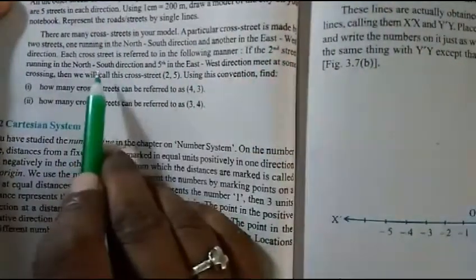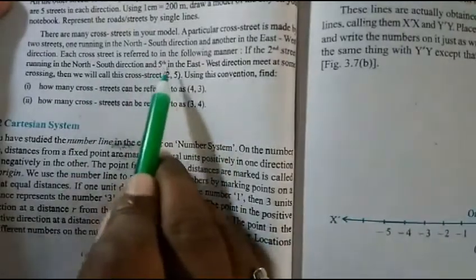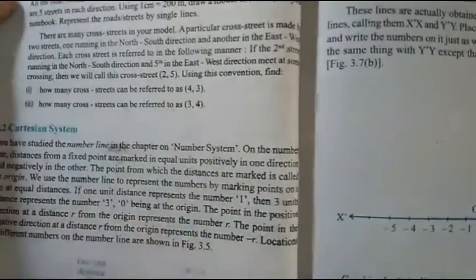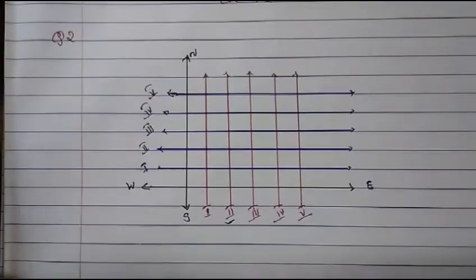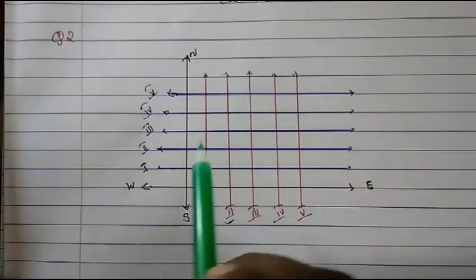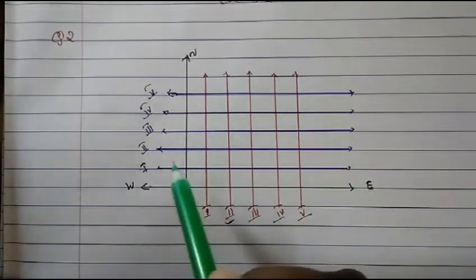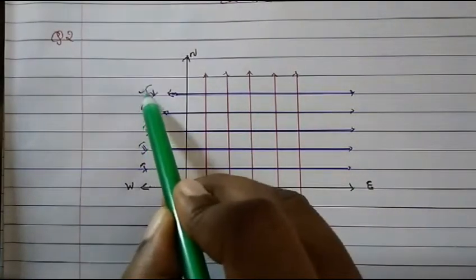Second street running north-south direction and fifth in the east-west direction meet at some crossing. So the fifth one is in the east-west direction. If you see east-west direction, all blue lines are east-west direction. In that, the fifth one. So this is the one.